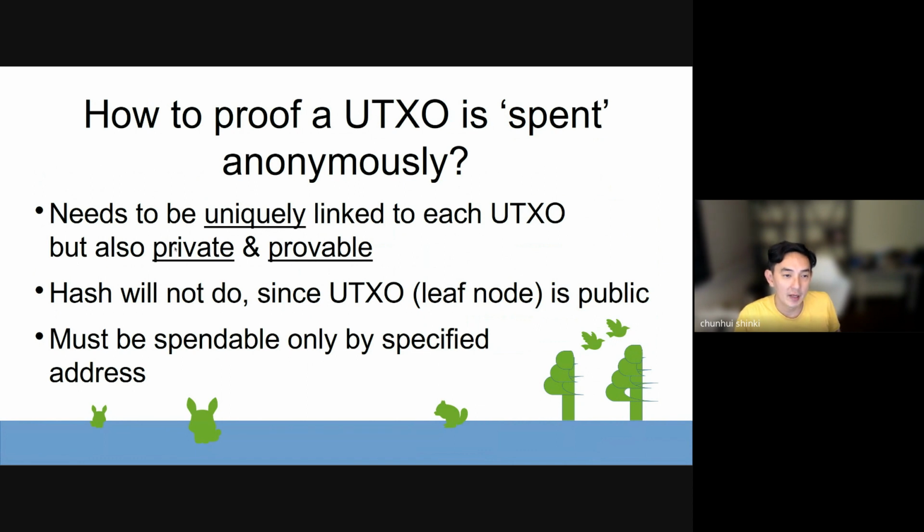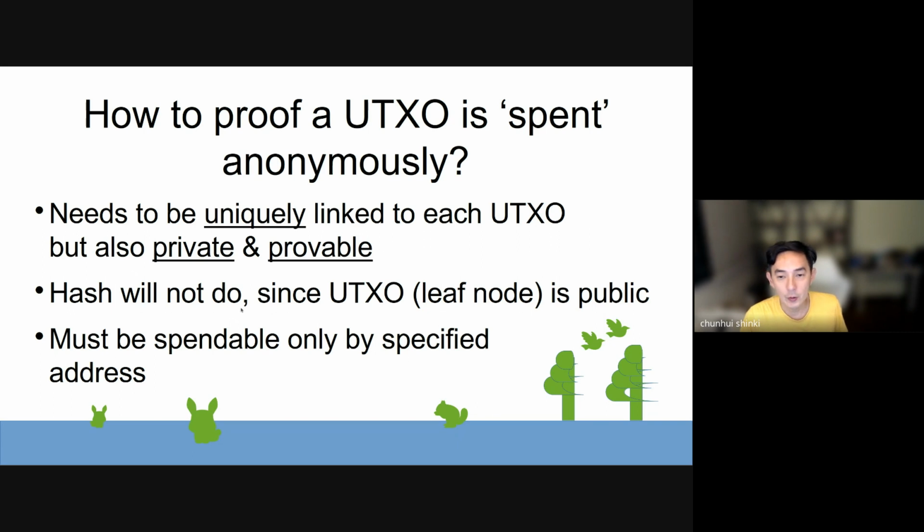So we need to have some kind of cryptographic function, algorithm, and it needs to be uniquely linked to each UTXO. That's important, right? So that for every UTXO, there's one unique index map, or binary map, that says which one is used and unused. It also needs to be private in a way that only the spender is able to spend it. And finally, since we are Mina, it also needs to be provable, right?